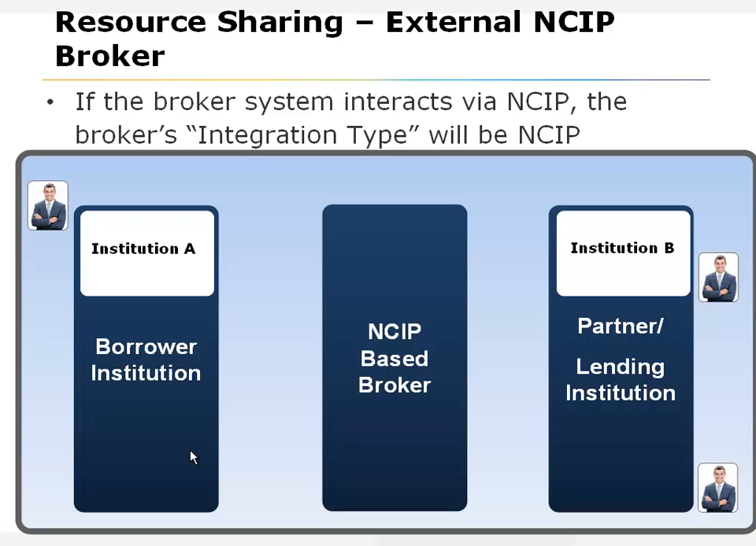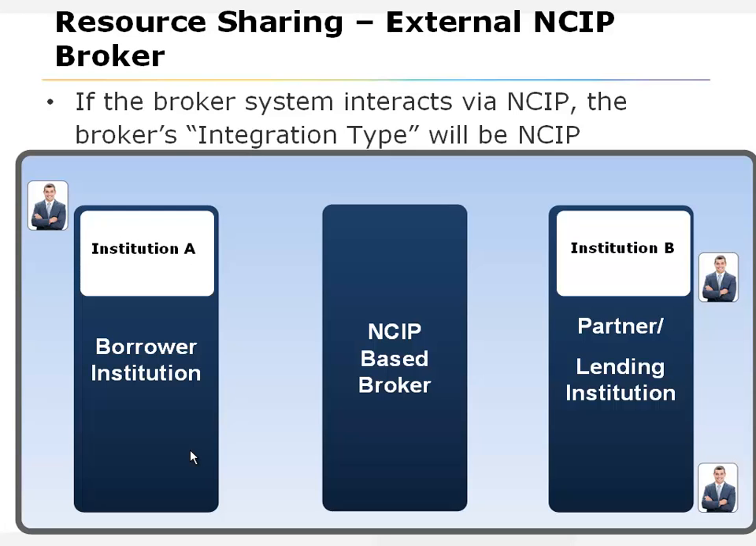In between these two institutions, we can see the broker system. A typical broker system, the one that is supported by Alma, is going to be NCIP based. NCIP is a protocol that is intended to enable integration between library systems and resource sharing systems, and is therefore the protocol that Alma uses to integrate with resource sharing systems. It is widely used, commonly used for resource sharing systems, and is therefore the one that Alma works with.